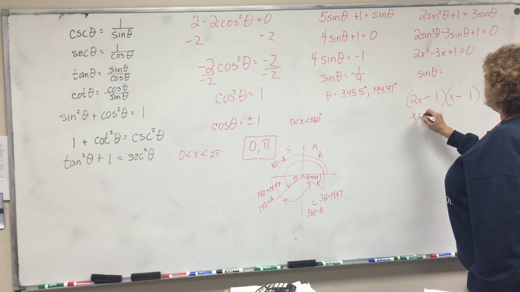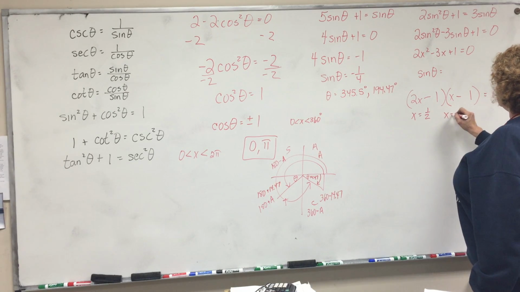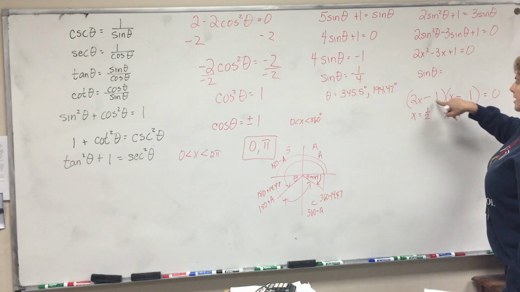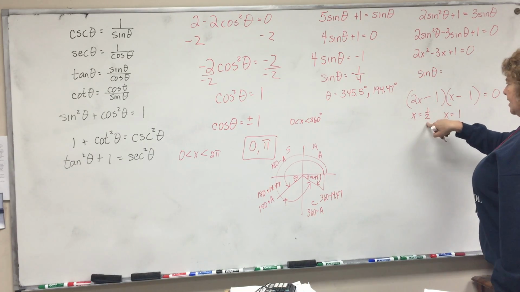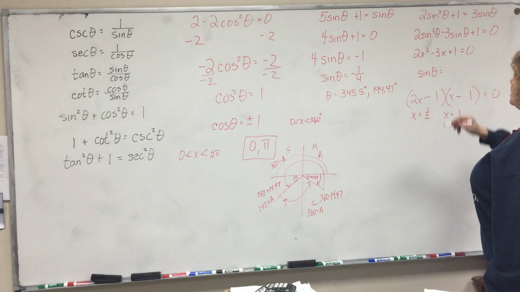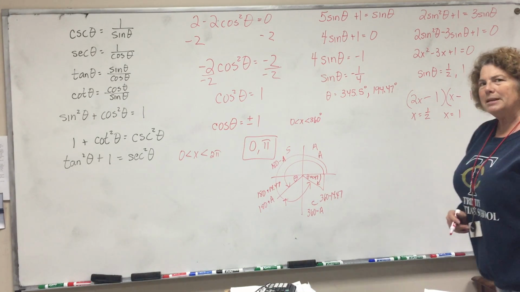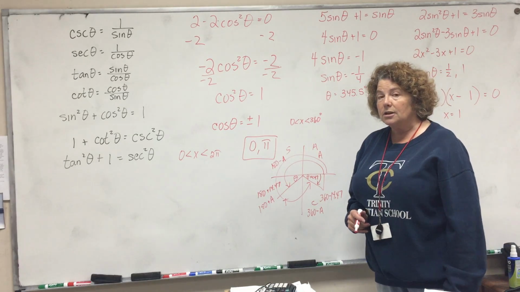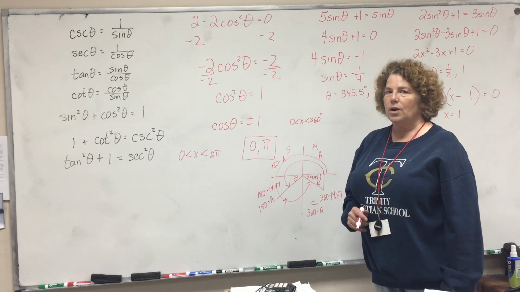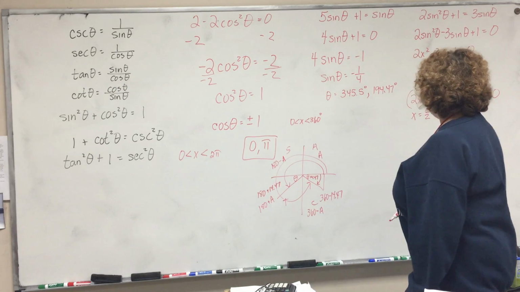So x is going to be 1/2 and x is going to be 1 because I set 2x minus 1 equals 0, and I get this. I set x minus 1 equals 0. So my sine is 1/2 and 1. So that means I'm going to have 4 answers, because I'm going to have 2 answers for 1/2 and 2 answers for 1.